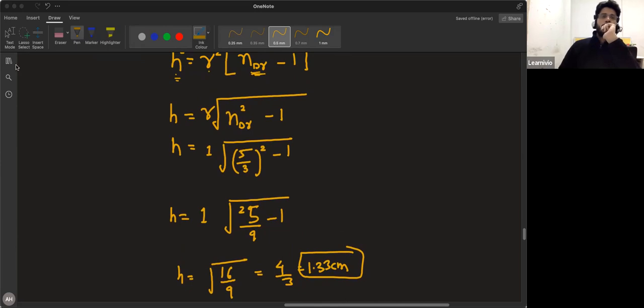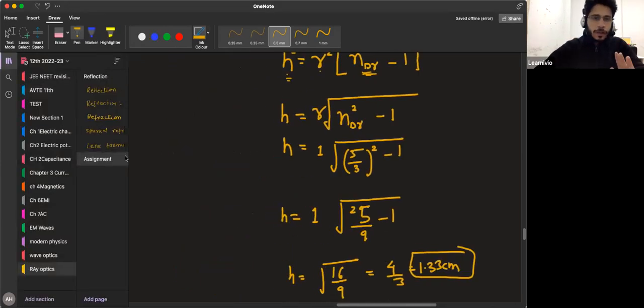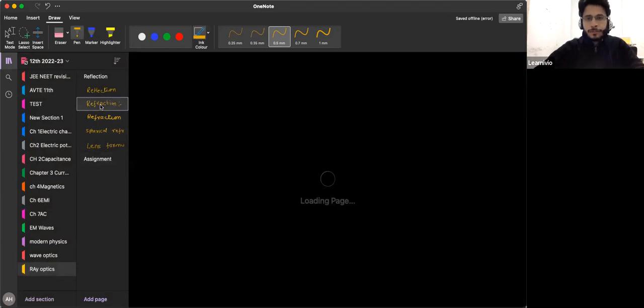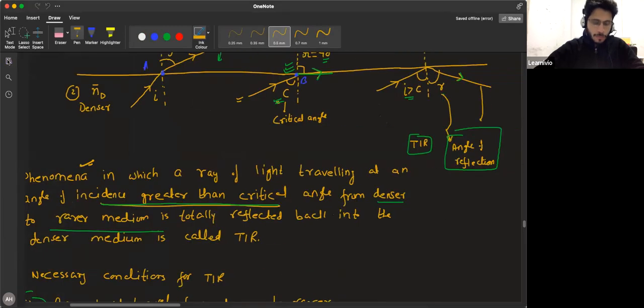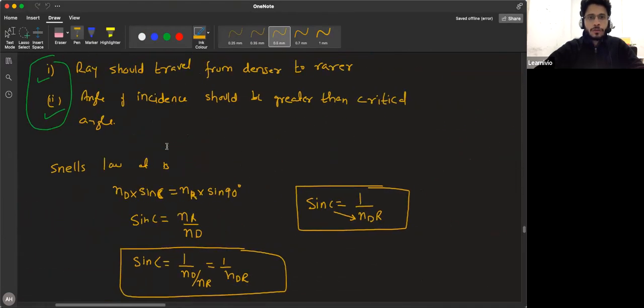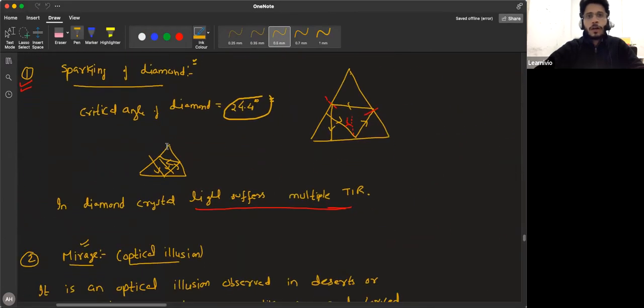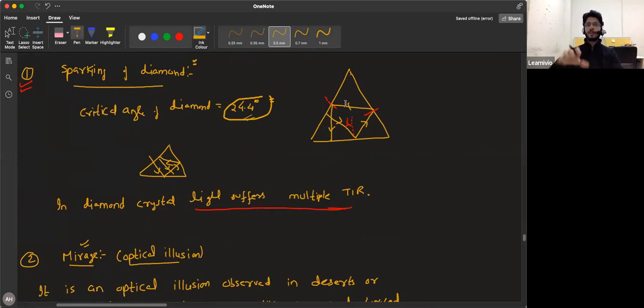Okay, I hope you all have written it together. So after this numerical, there are some applications of TIR. The first application is sparkling of diamond. See, for a diamond, the critical angle is 24.4 degrees. So once a light ray enters into the diamond, it gets trapped into it.